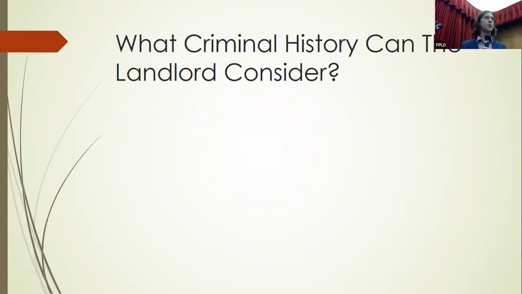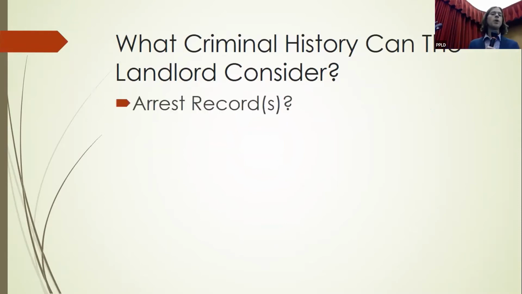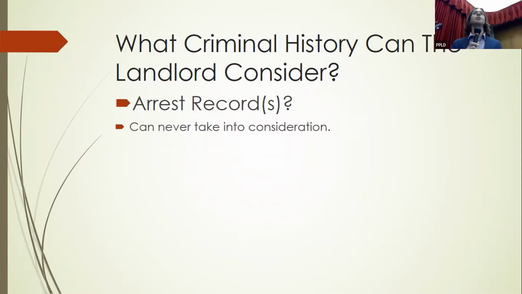What about criminal history? I've gotten questions before of, well, I made a mistake when I was younger. I have this conviction on my record. Can they use this against me? The answer is it depends, but probably not, depending on what we're talking about. For an arrest record, that can never be taken into consideration. You could be arrested 80 times. If you've never been convicted, that's 80 reasons that they can't use to deny an application.